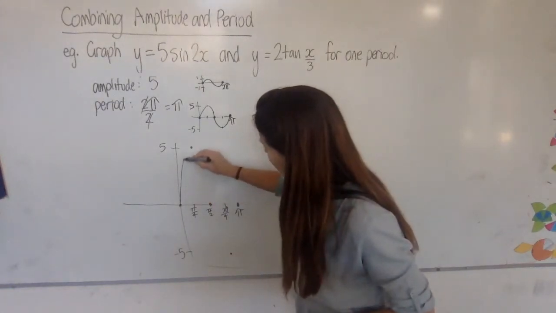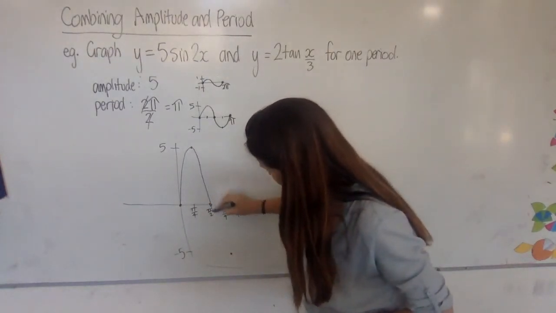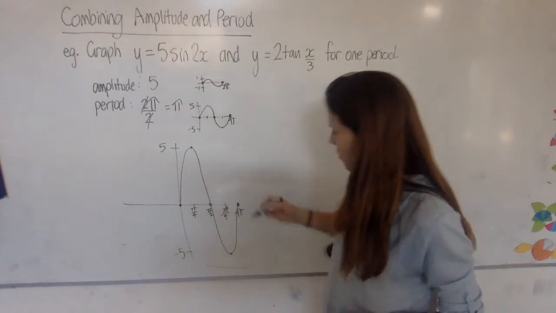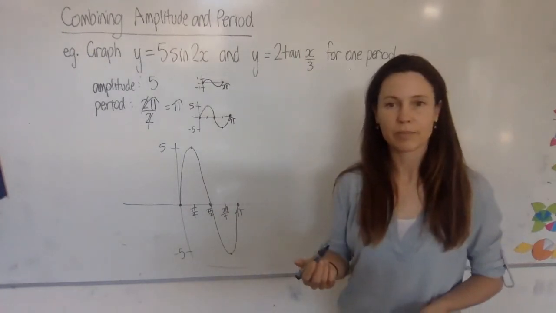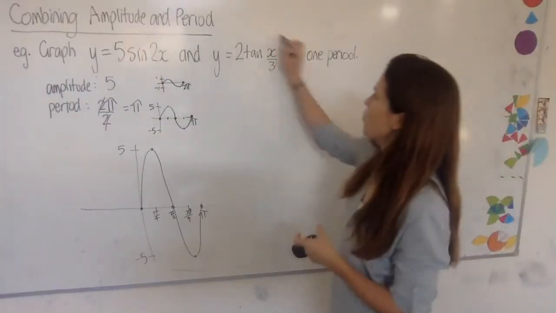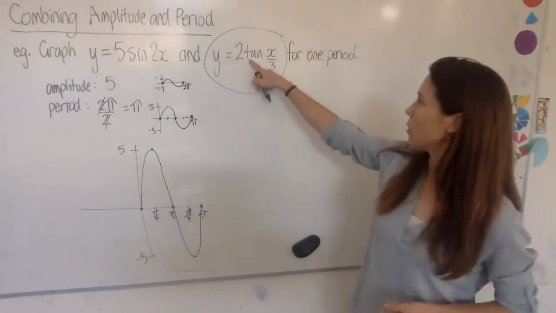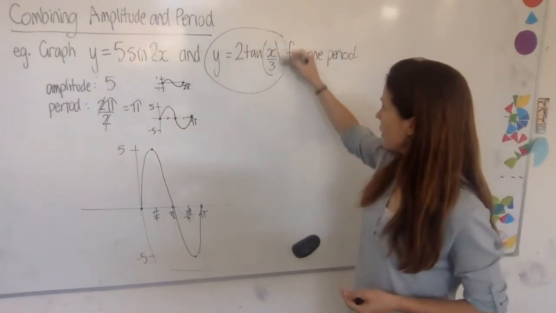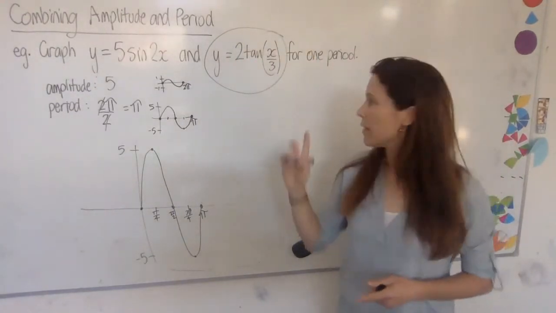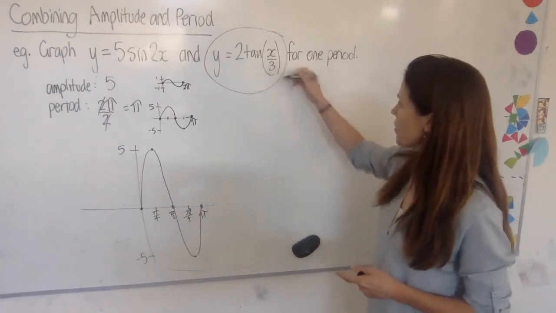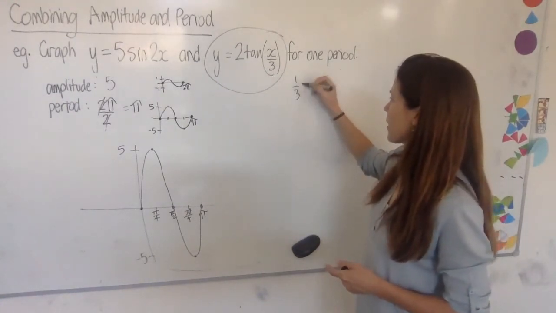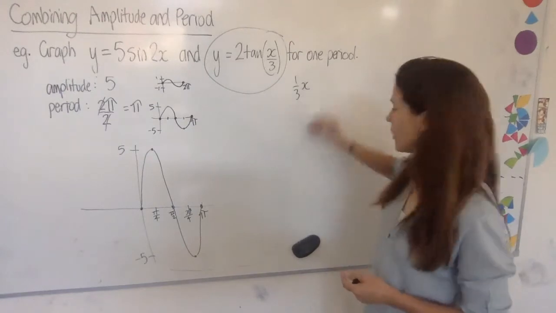And that way I can rough in a nice curve like this, that is sort of roughly to scale. Now to look at the other example, y equals 2 lots of tan x over 3. Now this could be written a bunch of different ways. It might be written as a third x, and that would mean the same thing, wouldn't it?